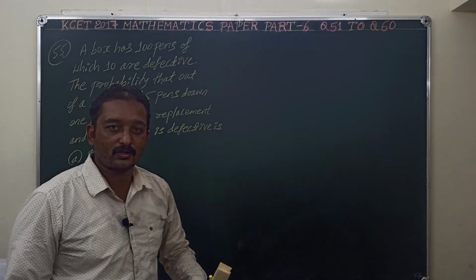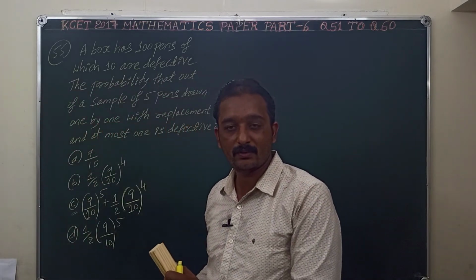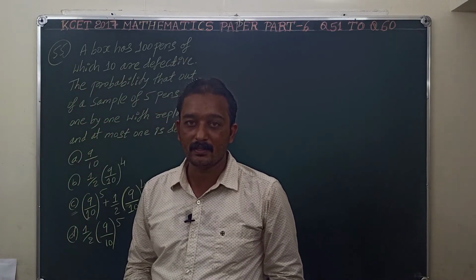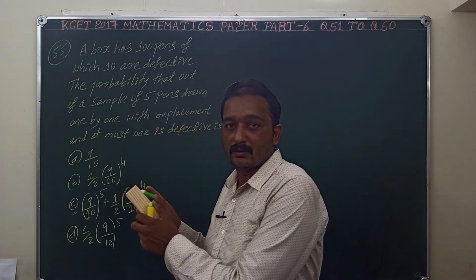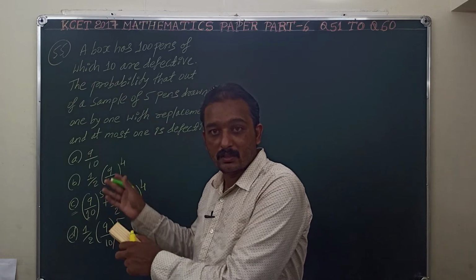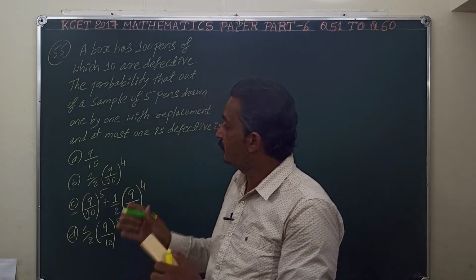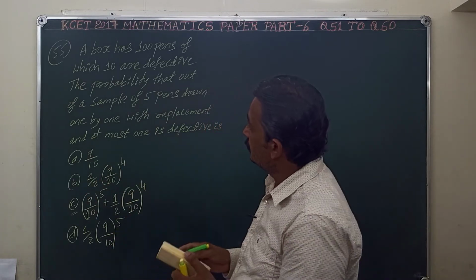So now let us move on to the next question, question number 55. This question is based on the chapter Probability, which belongs to the second year. Usually they ask 5 or 6 questions on this chapter in KCET. Let us take the first question in this case.